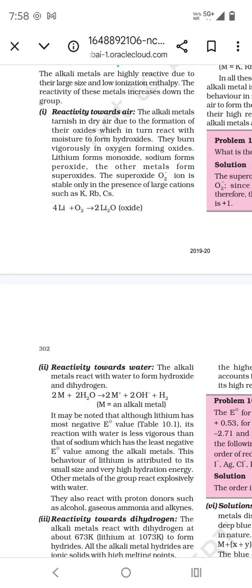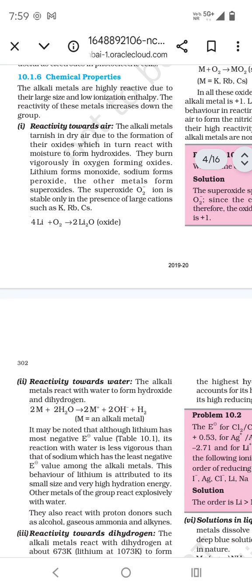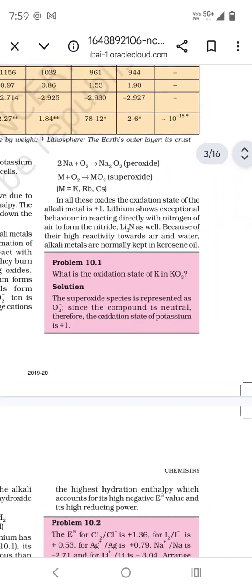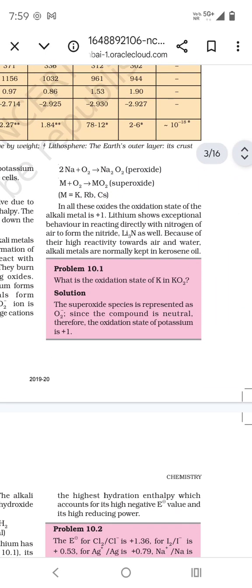Reactivity towards air: the alkali metals tarnish in dry air due to the formation of their oxide, which reacts with moisture to form hydroxide. They burn vigorously in oxygen, forming oxides: lithium forms monoxide, sodium forms peroxide, and the other metals form superoxides. The superoxide O2⁻ ion is stable only in the presence of large cations such as K, Rb and Cs. In all these oxides, the oxidation state of the alkali metal is +1.